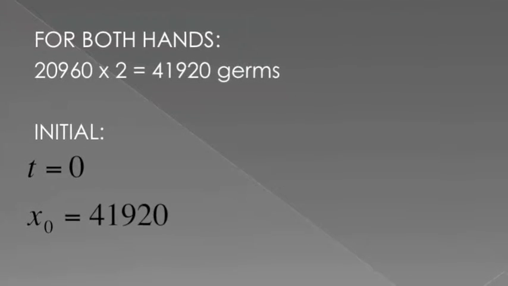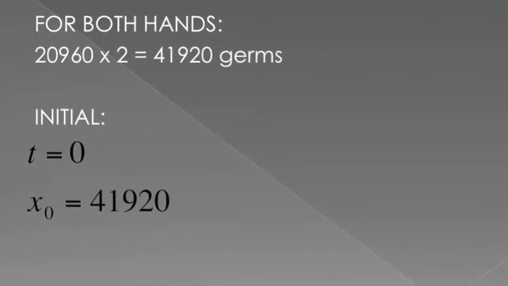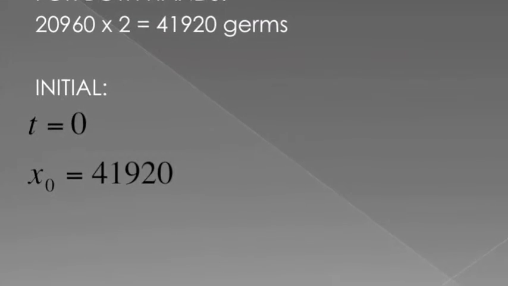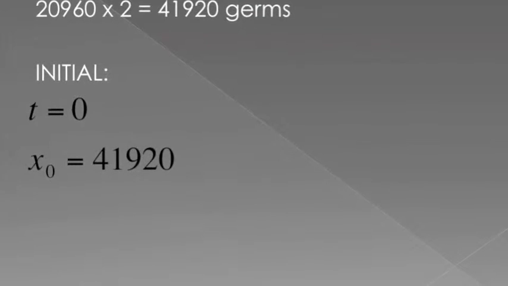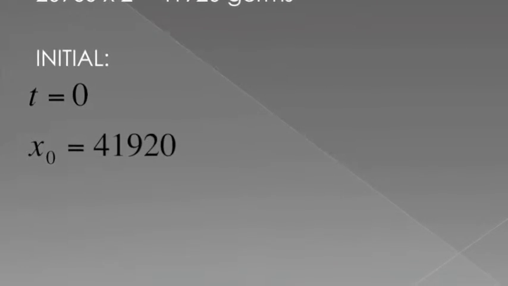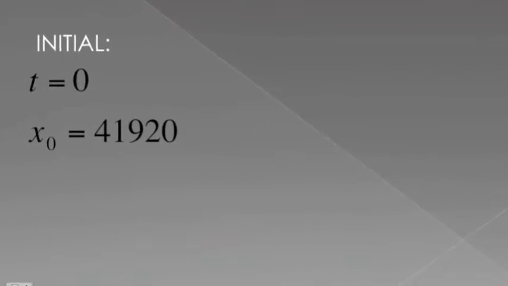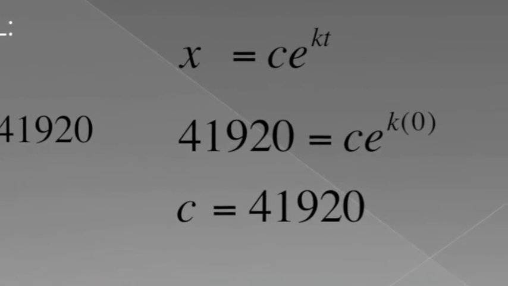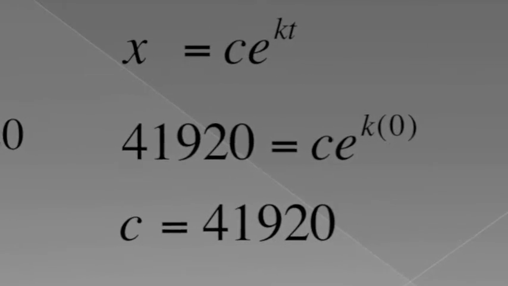Since we are solving for both hands, we have to multiply 20,960 by 2, which is equal to 41,920 germs. To solve for c, we have to get the initial condition when t is equal to 0 and x sub 0 is equal to 41,920. Substitute the values to the equation to get c is equal to 41,920.